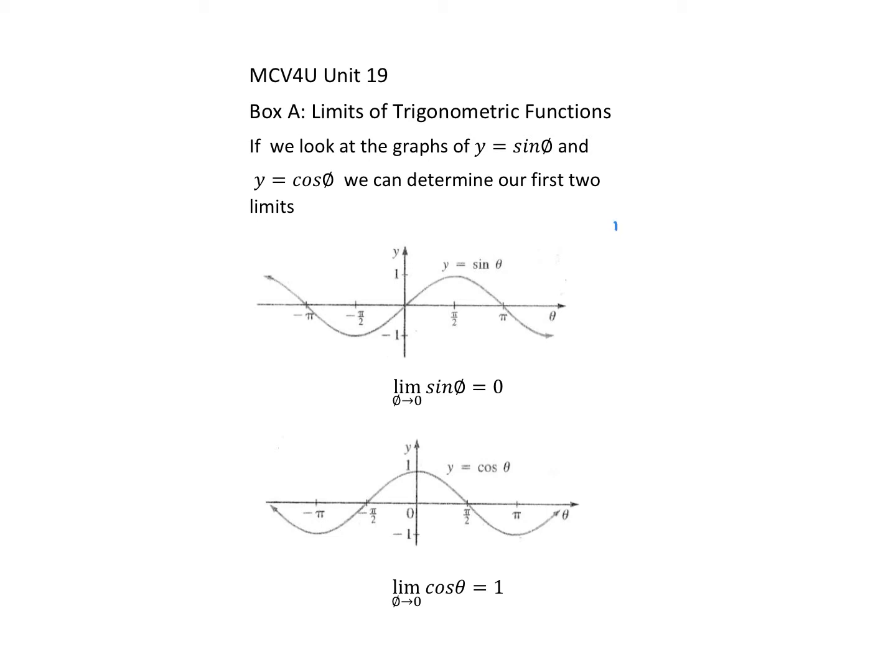So if I want to find the limit as theta approaches 0 of sine theta, I can just look at the graph. If we approach 0 from the left side or the right side, we can see that it approaches 0. So that's pretty easy to do on the graph. And we can do the same with cosine. As theta approaches 0 of cosine, as we approach from the left and from the right, we can see from both sides it has a value of 1.